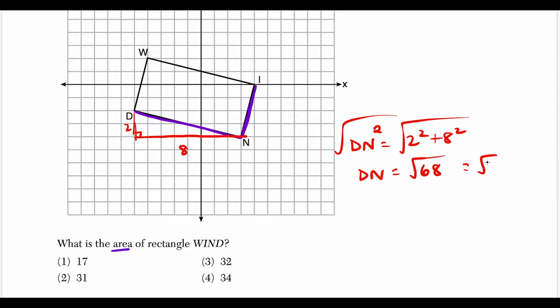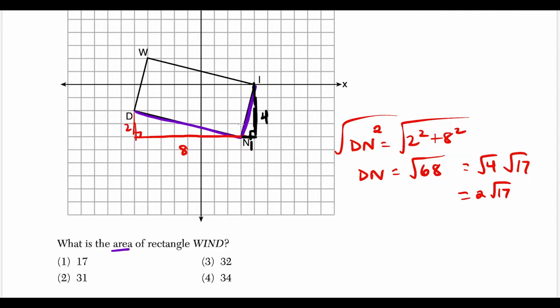And this could break down to square root of 4 times the square root of 17, which is 2 square root of 17. So this is going to come in handy in a moment, but now what I want to do is find the length of the other side. So for this one, I'm going to the right 1 unit. So I'm just going to build a right triangle here, and I'm going up 1, 2, 3, 4. So now we have a right triangle with legs that are side length 1 and 4.